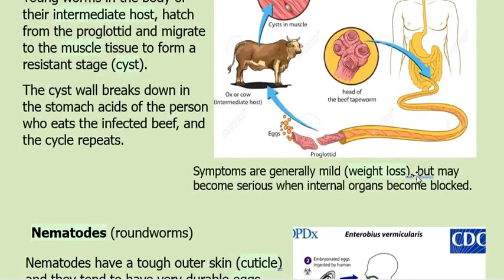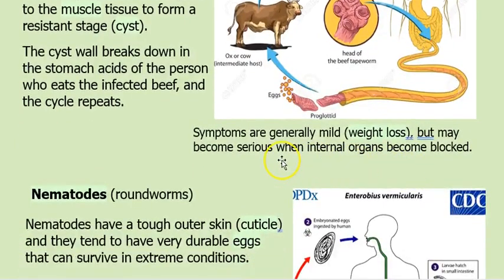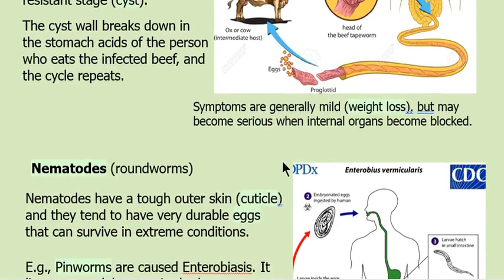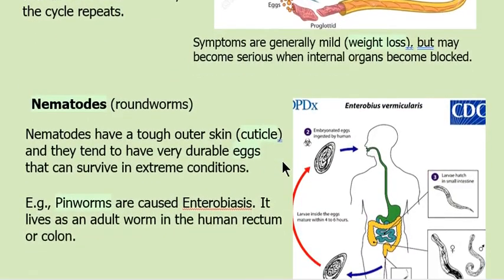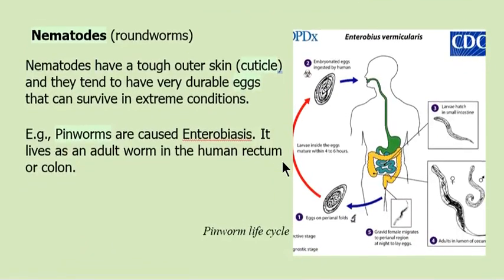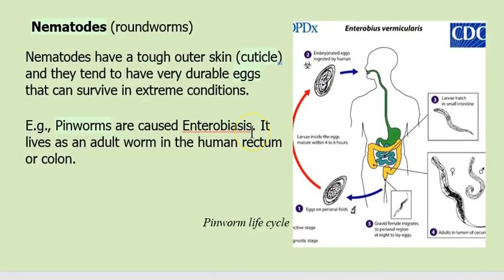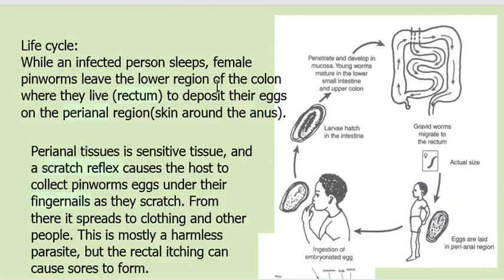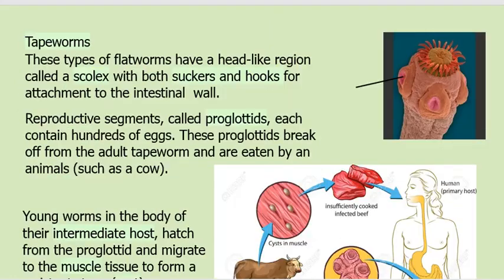Symptoms are pretty mild. You lose weight, but it can block organs when you have like a bucket load of tapeworms, which happens, okay? All right. There's some hard places to live out there in the world. Okay, nematodes, roundworms, they have a cuticle, which is very durable, and same with the eggs. I mean, you have to boil these guys to get rid of them.